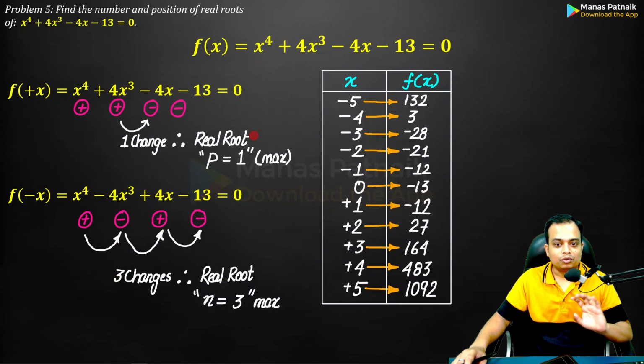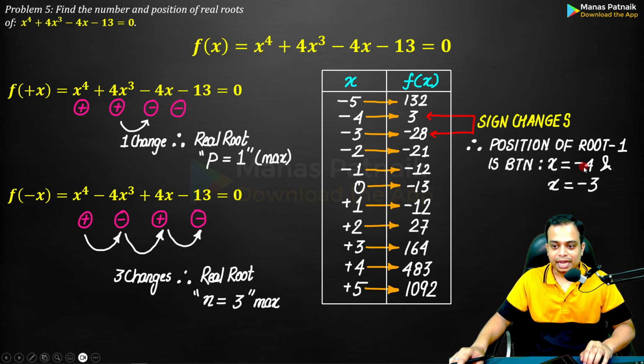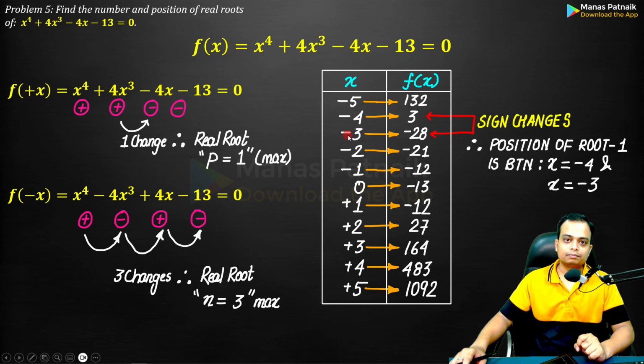This is how you can work out the positioning of roots. As f of x has changed sign from positive to negative, we can say that one of our roots is between -4 and -3. Which kind of root? Sir, it is a negative root since it lies between -4 and -3.